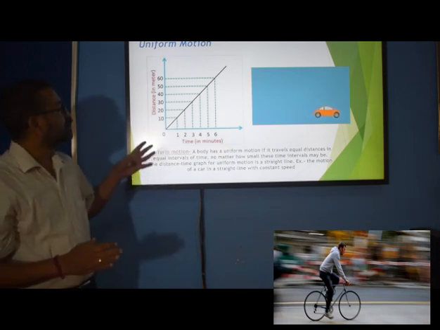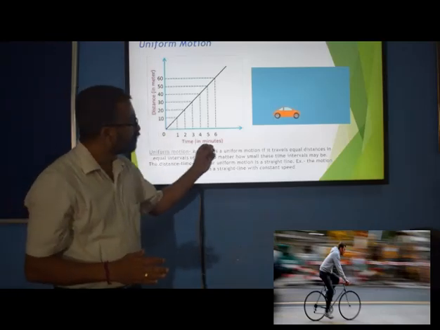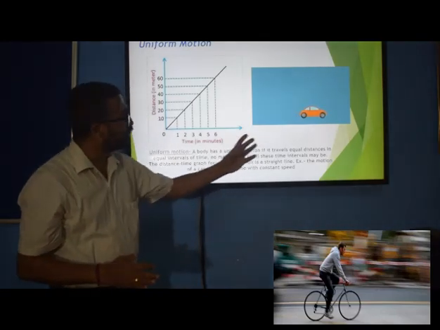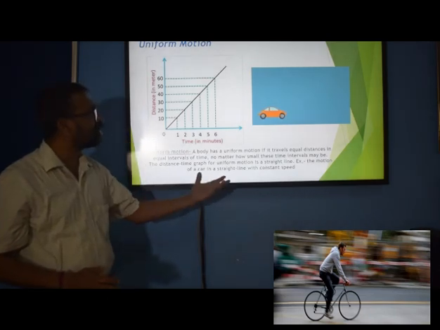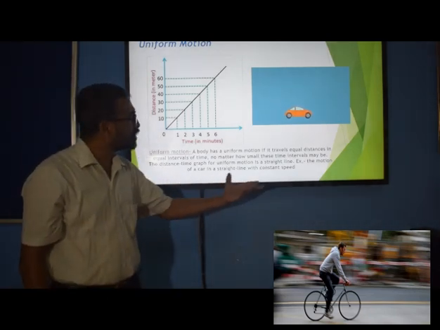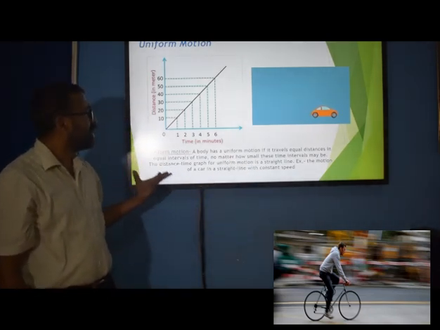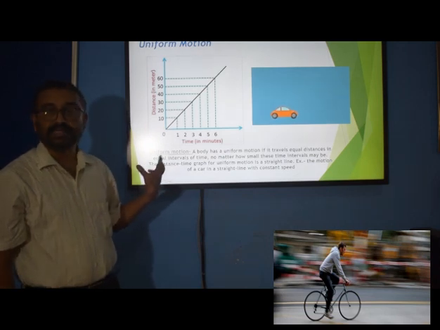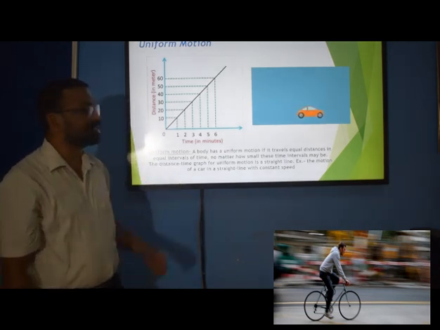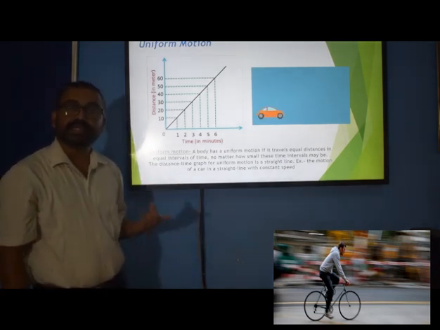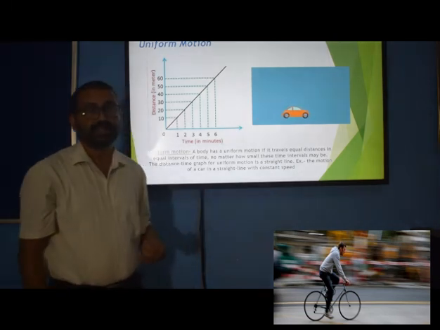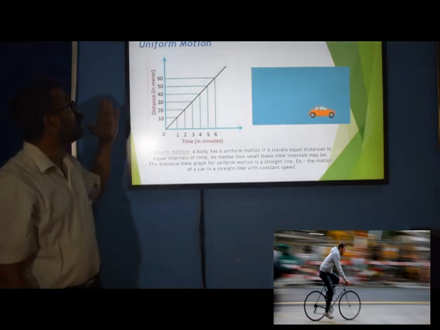Okay. See the motion of the car. So constant speed without any brake. The driver is not at all applying any brake. Moving with a constant speed it is. So it is covering equal distances in equal intervals of time. This object is covering equal distances in equal intervals of time. Such kind of motion is called uniform motion.